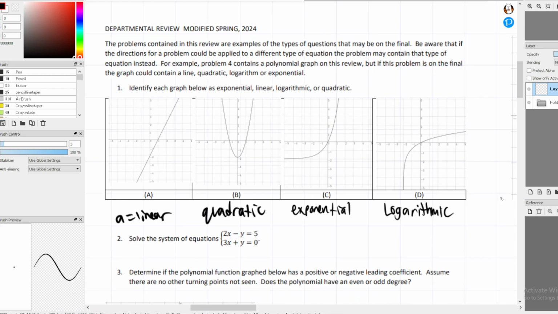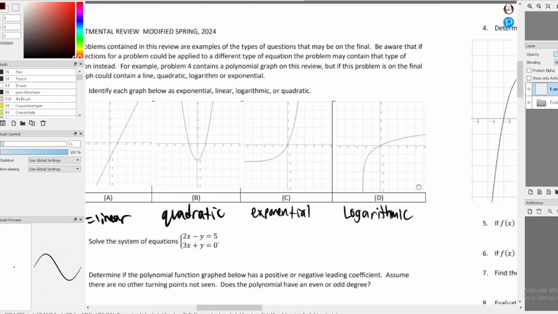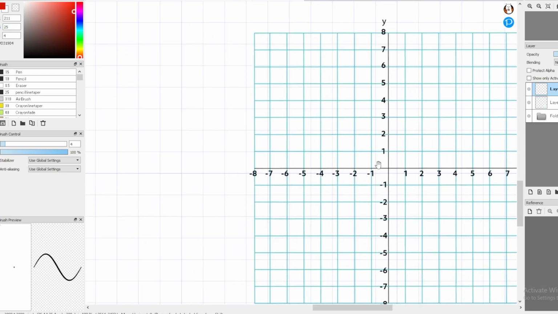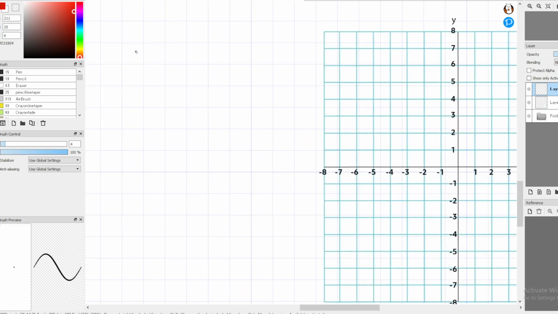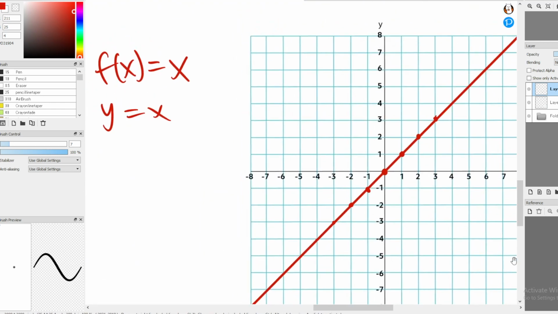It's important to know the parent graph for each of the graphs that we are going to be working with in this class, especially because it is super helpful for graphing transformations. So, one moment. Okay, here I have a blank graph, and I'm going to demonstrate some of the parent graphs that we will be seeing because it's useful for later stuff. The parent graph of a linear graph is f of x is equal to y. No, sorry. f of x is equal to x, which is the same as saying y equals x. And that is where you start at 1, you go up 1 over 1, up 1 over 1, down 1 over 1, like this.